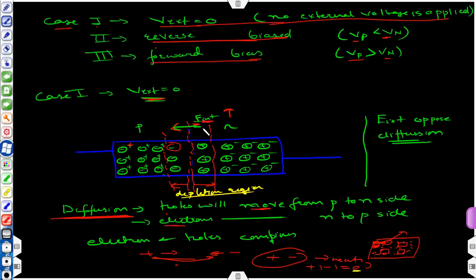This E will be sufficient to stop the motion of positive charge from p to n and the motion of negative charge from n to p, meaning to say that the kinetic energy of this free charge carrier will be equivalent to the energy in the opposite direction because of this electric field. So this will be the case. That's why we say this is a depletion region, meaning no free charge carrier.